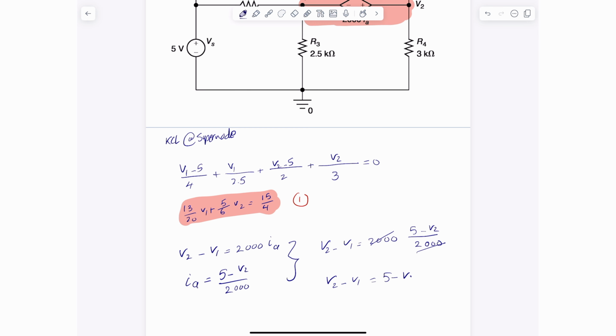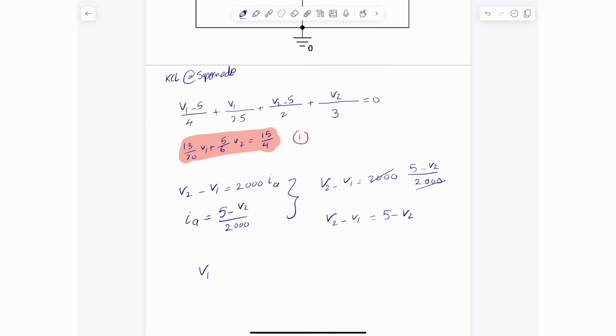And we clean up this equation a little bit, and we end up with negative V1 plus, if I move the V2, plus 2V2 equals 5, and that will be the second equation that we need. So I have two equations, two unknowns. All I have to do is solve them, and I should be able to get the answer that I'm looking for.